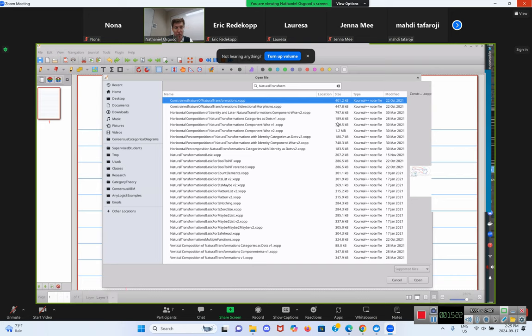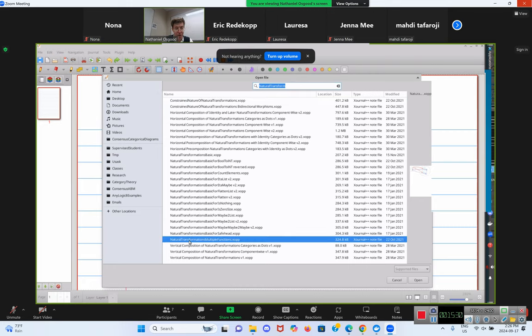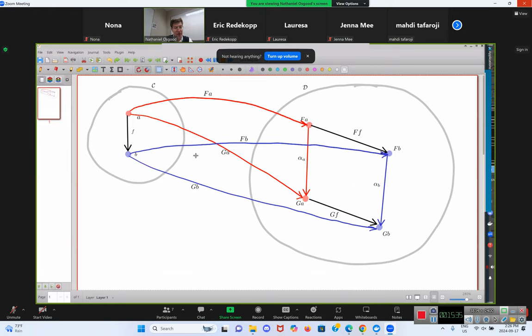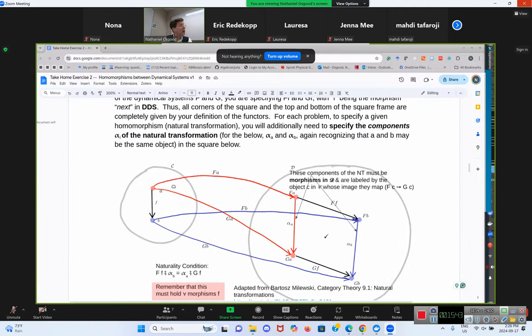And most of these are going to be, we're going to go. Okay. Natural transformation basic, I think. Okay. Here's a nice natural transformation. Okay. Are we okay with this? So let's talk about what this naturality square looks like.